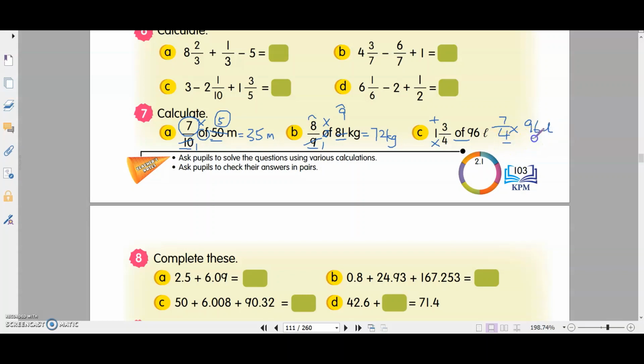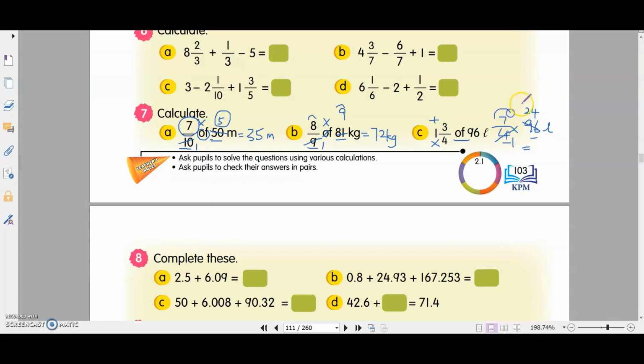Okay, 4 and 96, we can simplify them. So we can divide by 4. 4 divided by 4 is 1. 96 divided by 4: 2 times 4 is 8, and then the balance is 1. Bring down the 6, 16. So 4 times 4 is 16.